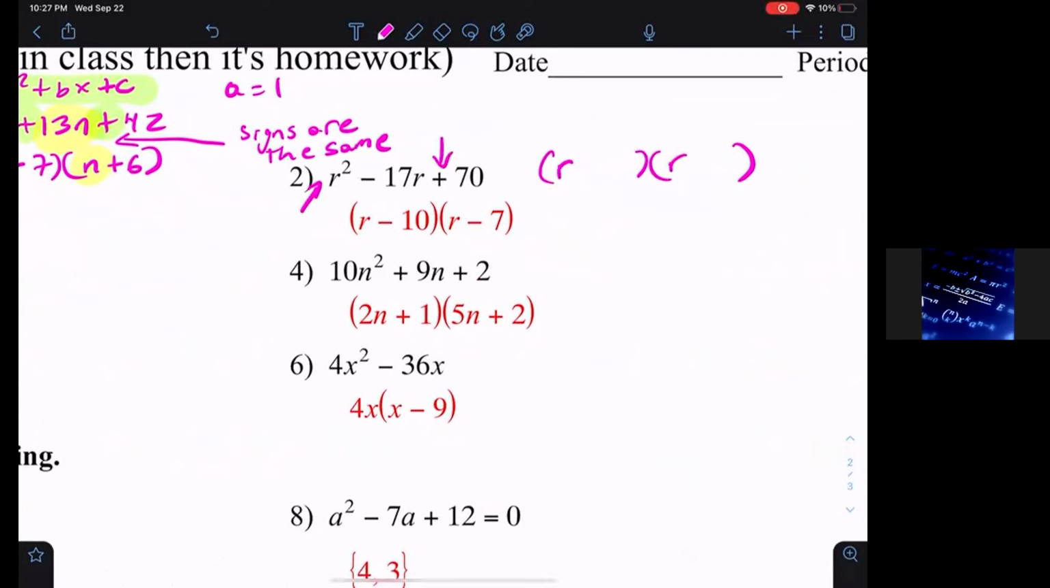Again, the sign is positive. That means that the signs are going to be the same. And then you look at this sign. Since this is negative, both are going to be negative, right? So you think about two numbers that when you multiply give you positive 70, which is this number right here, and when you combine give you negative 17. So you have to do 7 and 10, right? 7 and 10 will work.